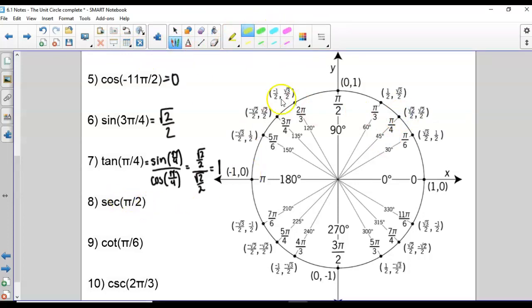All right, secant of pi over 2. Again, pi over 2 is fairly easy to find. But secant's not on the unit circle. So secant equals 1 over cosine of pi over 2, which in this case is going to be 1 over 0, since cosine is your x coordinate. What is 1 divided by 0? It is not 0. It is undefined. You cannot divide by 0. 0 divided by 1 is 0, but 1 divided by 0 is undefined.